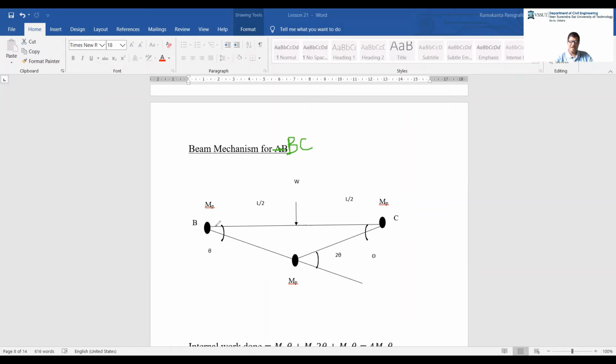So the column has 2Mp. So this column has 2Mp. So everywhere we will find Mp. Theta, theta, 2 theta. Result of W delta. Delta is equal to again L by 2. This is the basic concept. Now we'll put here. Let's see what the value is coming.